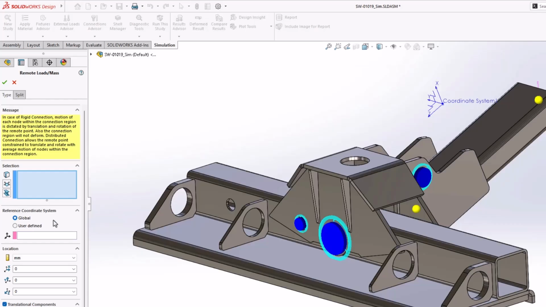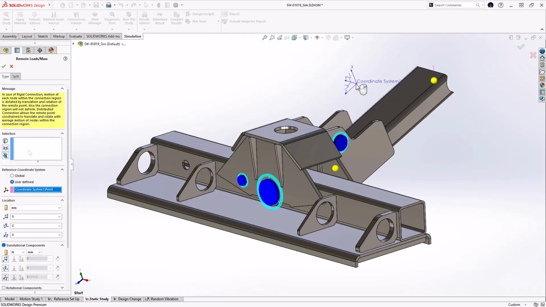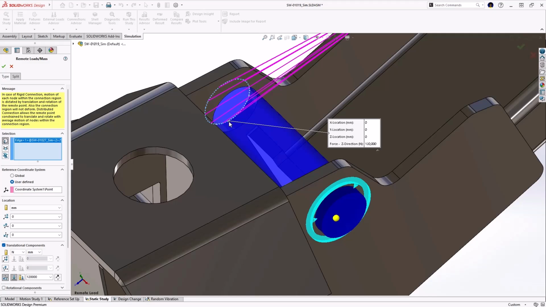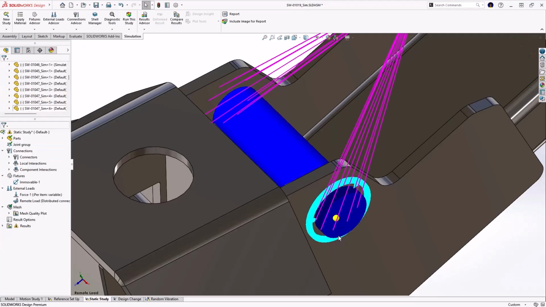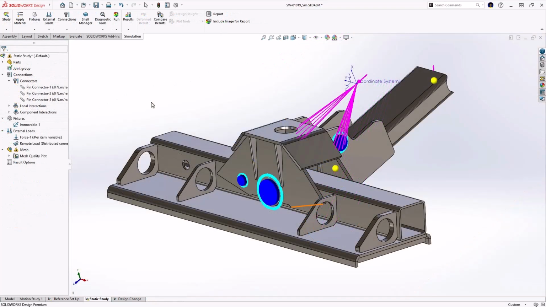A remote load is the best way to represent this, but until now it's been restricted in where it could be applied. New in Simulation 2026, remote loads and remote masses can now be applied directly to shell edges. For engineers analysing sheet metal or thin plate structures, this makes it much easier to replicate real-world loading conditions.